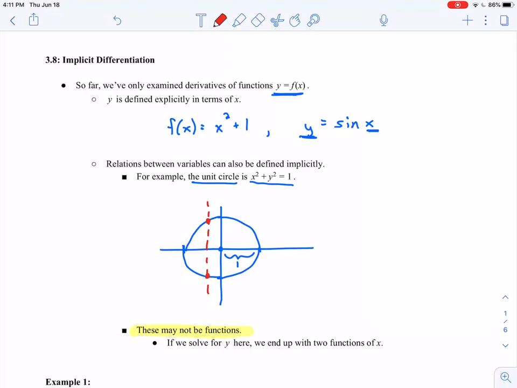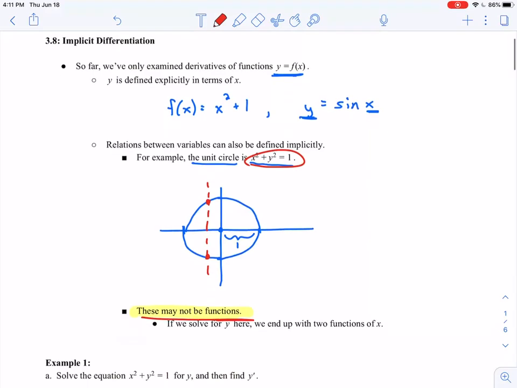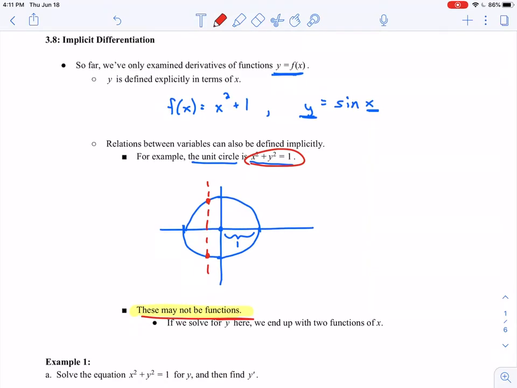Just to drive home the point that this is not a function, if we were to solve for y, we would end up with two functions of x. So we would end up with a positive and a negative. And we're actually going to show this here.